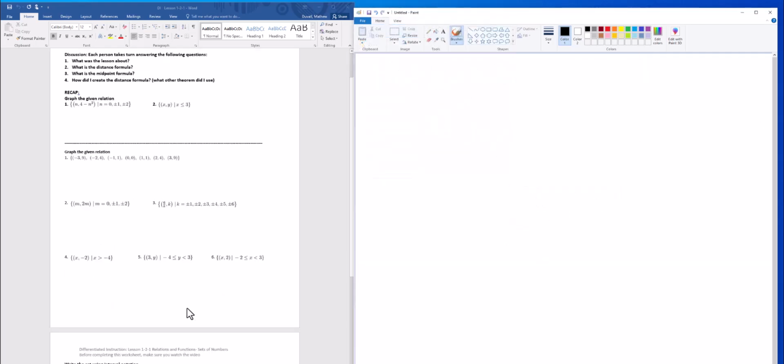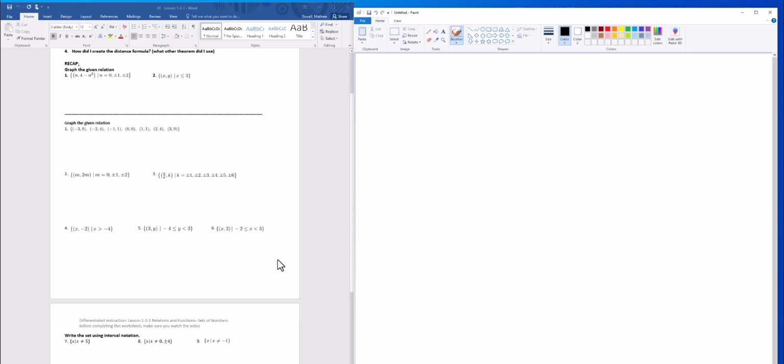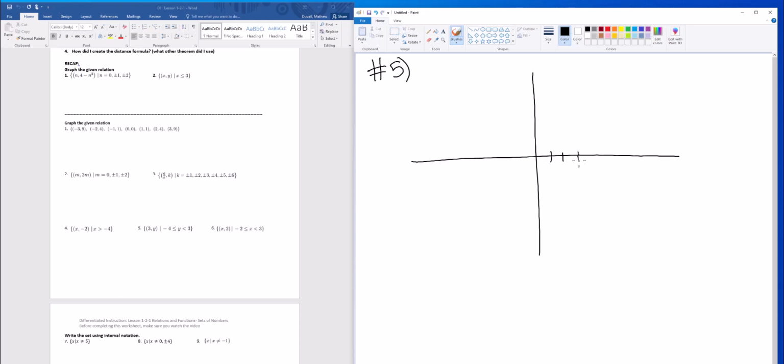Now let's look at number 5. So it defines x to be 3. So if I wanted to visualize this, I know for a fact my x is going to be 3. Has to be. It says x is 3. But my y value is between -4 inclusive, because it says equal to, and 3 exclusive, because it doesn't say equal to. It's open circle.